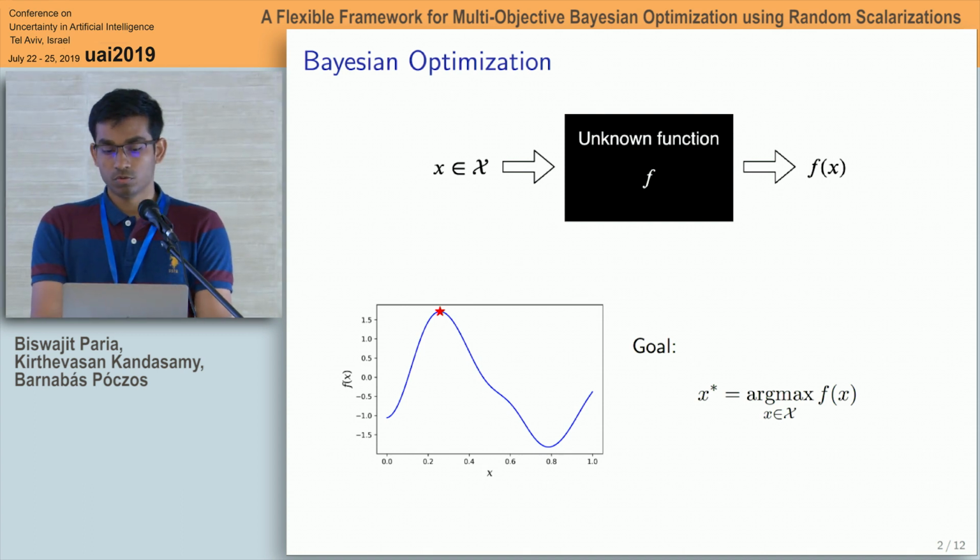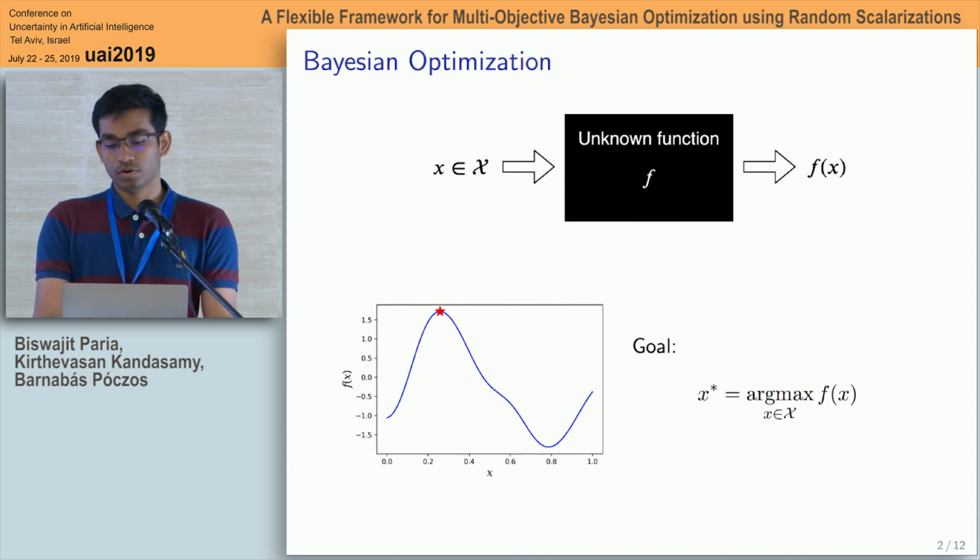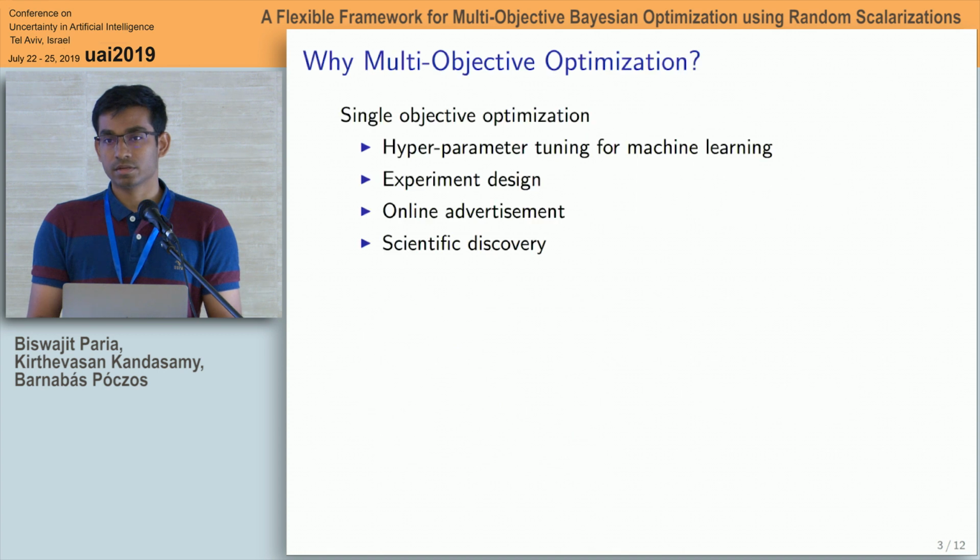So a quick overview on what Bayesian optimization is. In Bayesian optimization, we have an unknown function f that we wish to maximize. And the only way we get information about this unknown function f is by choosing a point x and getting some noisy observed value f(x).